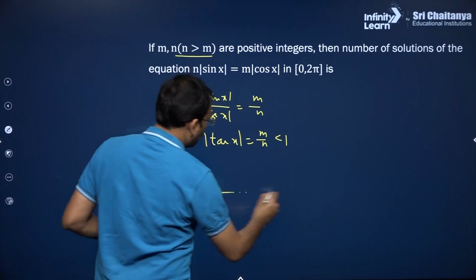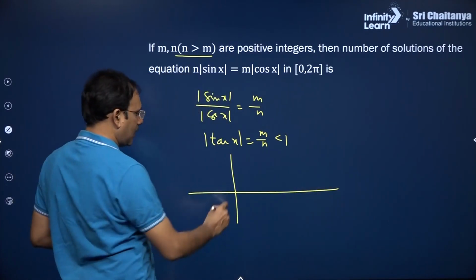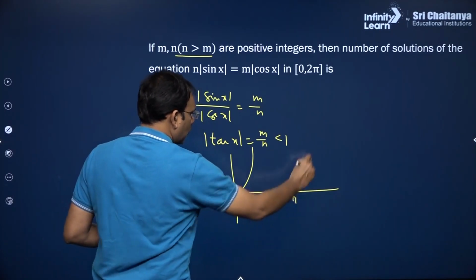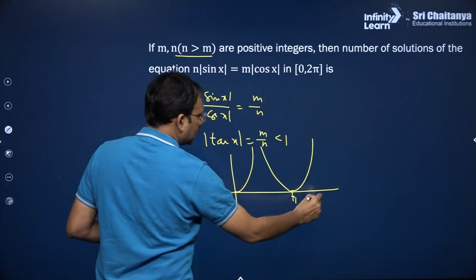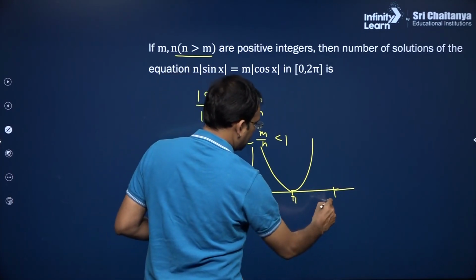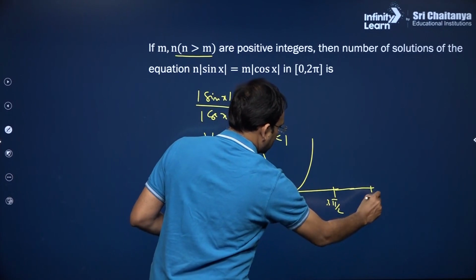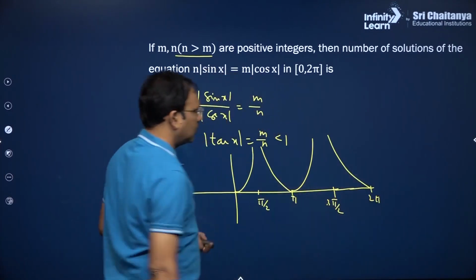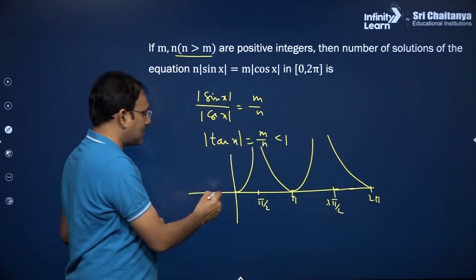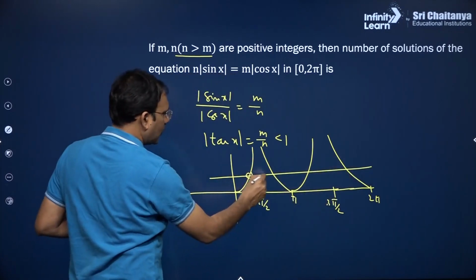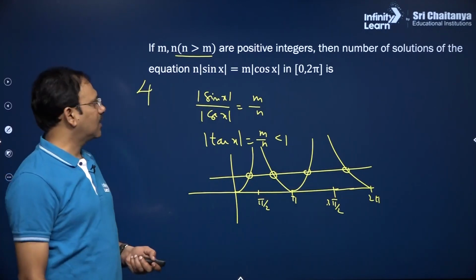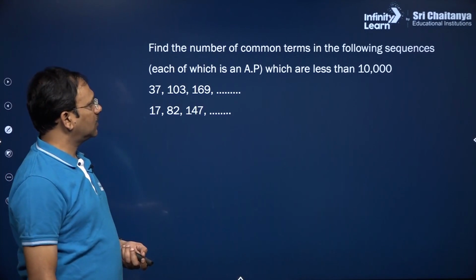In the interval 0 to 2 pi, you just try to draw the graph of mod tan x. 0 to pi by 2, this is pi, and this negative part comes up, then again this is, my dear friend, pi by 2, pi, 3 pi by 2, 2 pi. So this part is negative, which comes up. So when you are given mod, this is the graph of mod tan x is equal to some number which is less than 1, how many solutions will there be? You see 1, 2, 3, 4. 4 solutions are possible in the interval 0 to 2 pi. That's all.